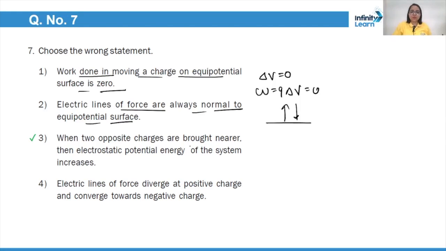Next is when two opposite charges are brought nearer, then electrostatic potential of the system increases. No, when two opposite charges are brought nearer, electrostatic potential energy is minus k q1 q2 upon r. So when r decreases, the potential energy also decreases, right? So it will be a wrong statement. So the correct answer is option 3. Fourth is electric lines of force diverge at positive charge and converge towards negative charge. That is true. So the correct option is option 3.